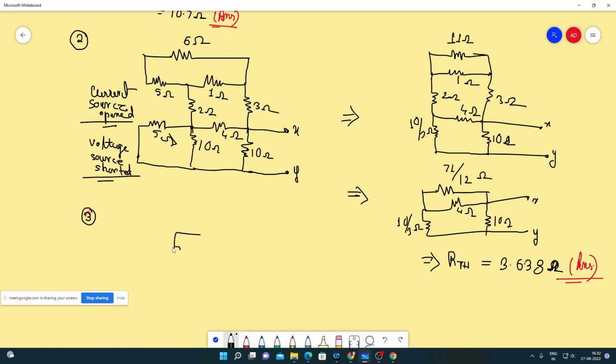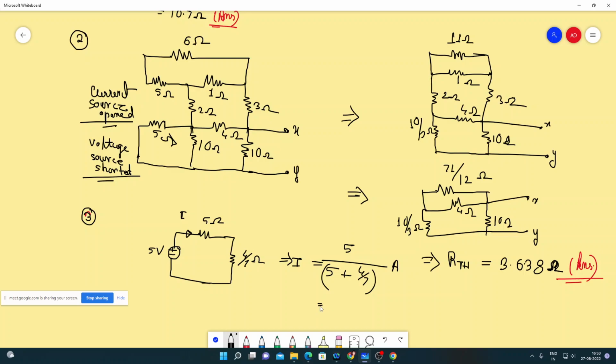So I have a 5 volt independent voltage source in series with a 5 ohms, and the equivalent circuit here is 4/7 ohms. So let's find out this current I. So I equals 5 by 5 plus 4/7, this much amperes. That is 35/39 amps.